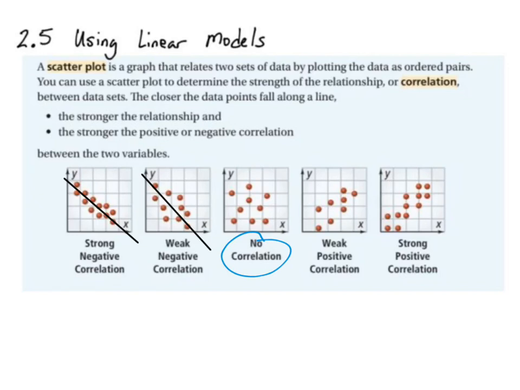And then as we move along, here we've got some points that are fairly spread out. They're not tightly grouped together, so this would be a weak correlation, but because the values are increasing, this would be a weak positive correlation. And then last but not least, we have our strong positive correlation.